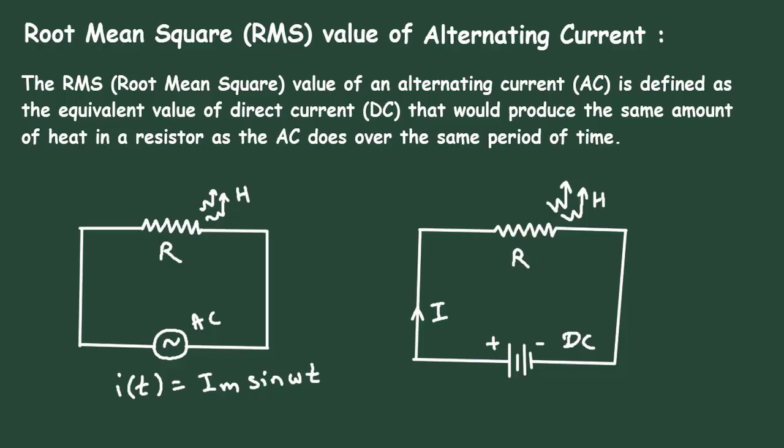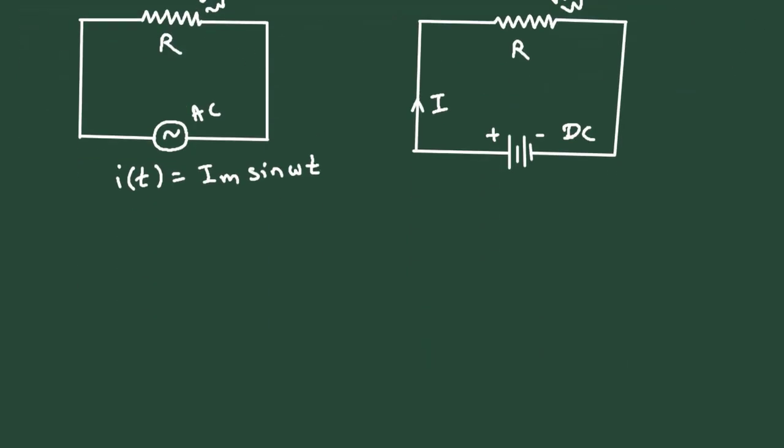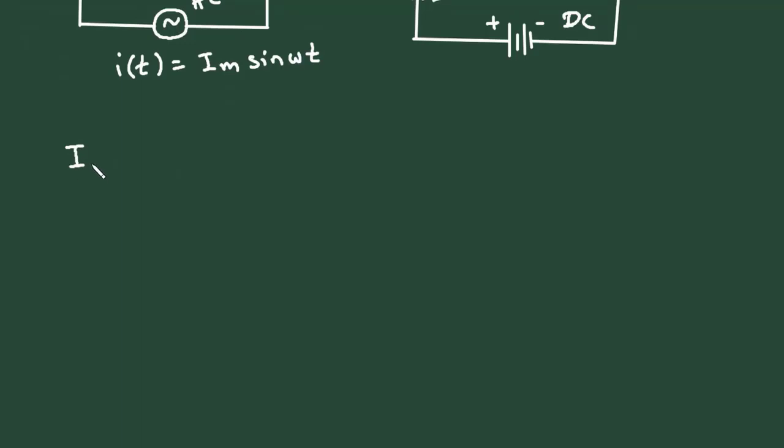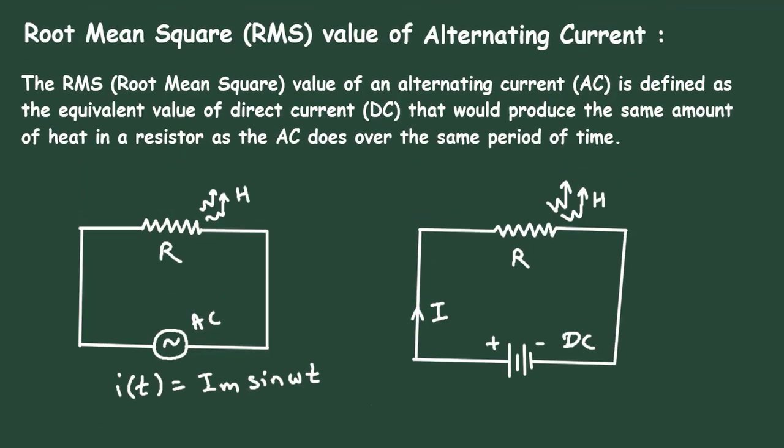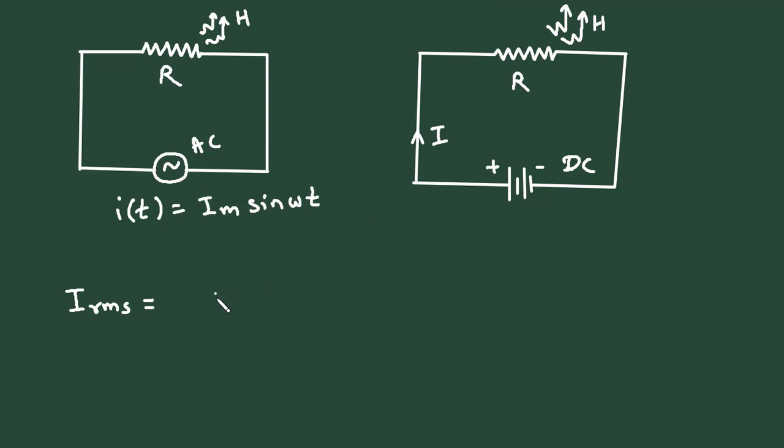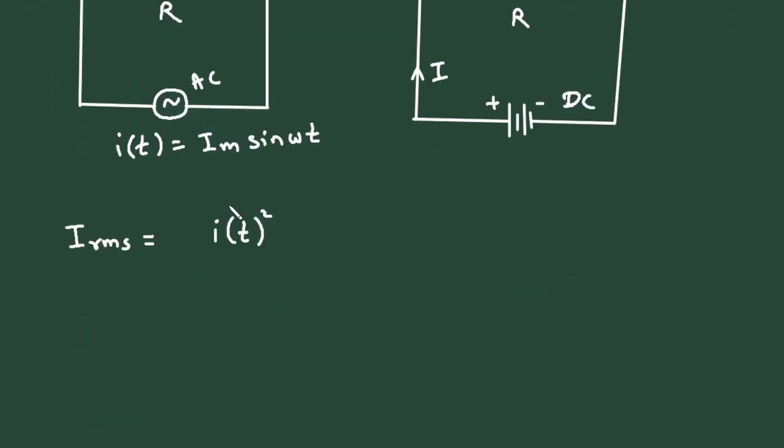Now let's see the derivation of root mean square value. IRMS is equal to, now to remember this expression, first of all we will take the square. We will go in reverse order. First we will take the square, then mean, then root. So first of all let's take the square of I of t. Now we will take its mean.